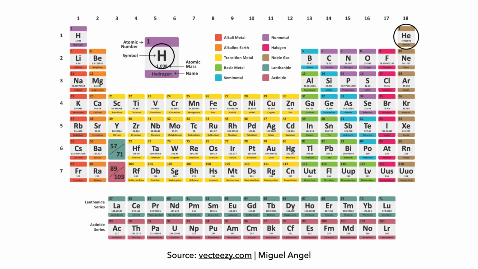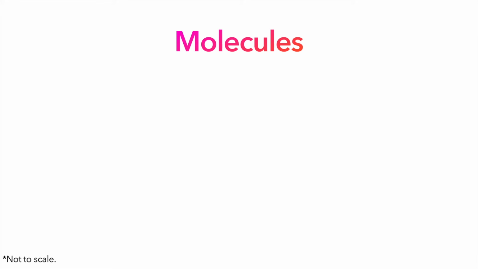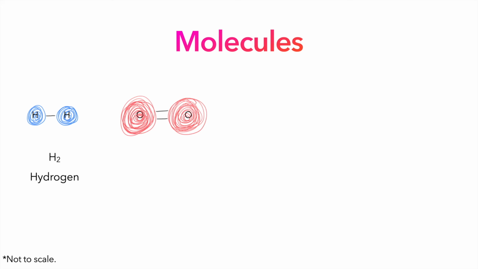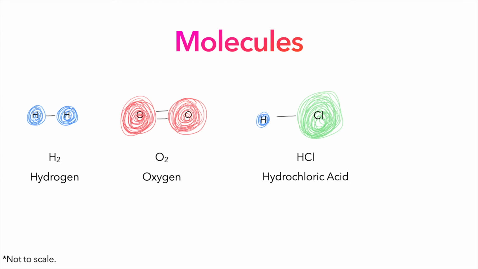We're now going to look at molecules and compounds and distinguish them from mixtures. Molecules form when atoms bond with one another in fixed proportions. The bonding atoms can be of the same element, such as in H2 or O2, which are hydrogen and oxygen respectively, or they can be of different elements, such as HCl, hydrochloric acid, or H2O, water.